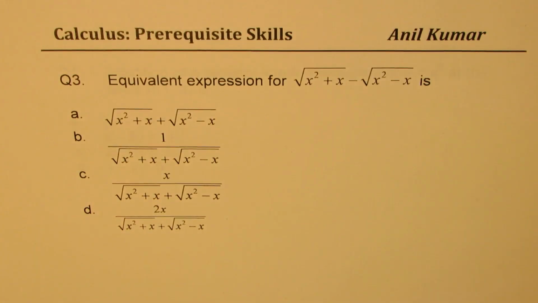Question number 3. Equivalent expression for square root of x squared plus x minus square root of x squared minus x, with 4 choices. Now this is based on rationalization. You need to rationalize the given expression to find the equivalent expression.